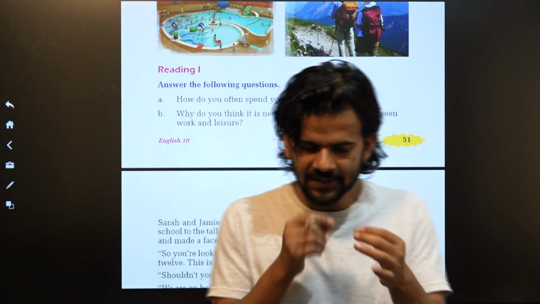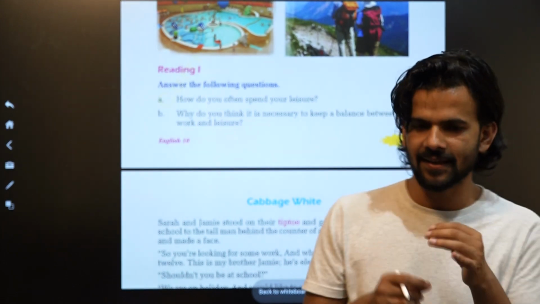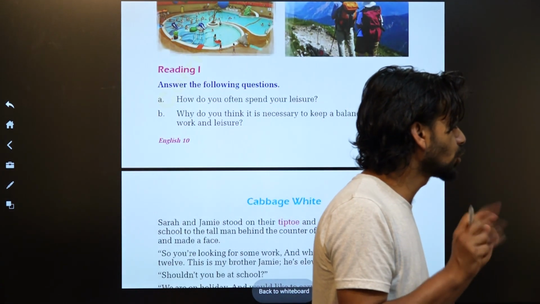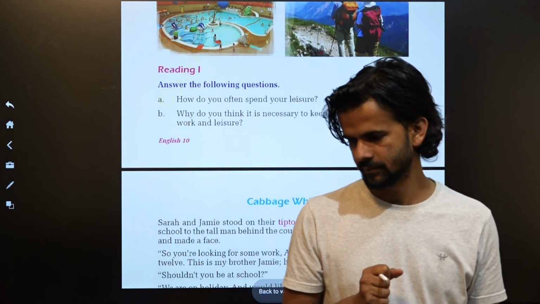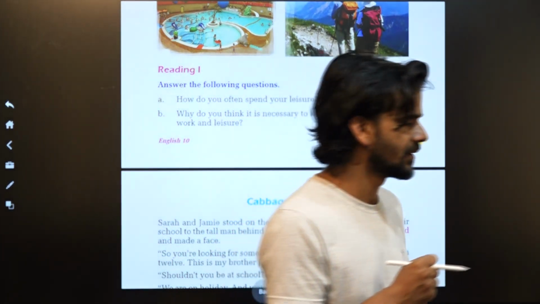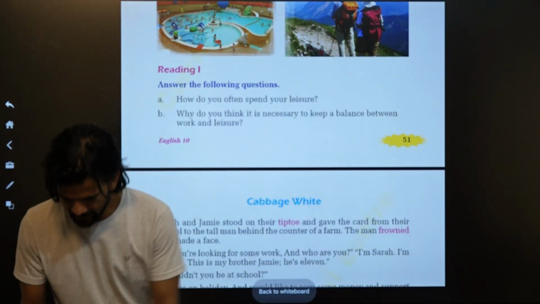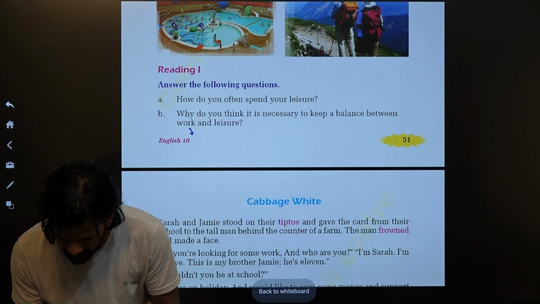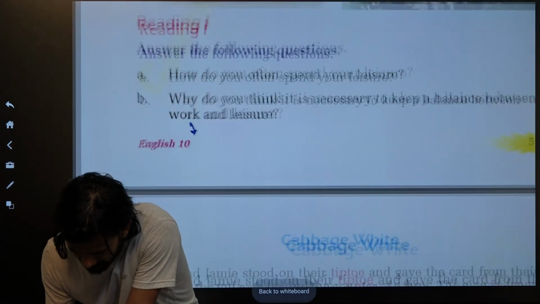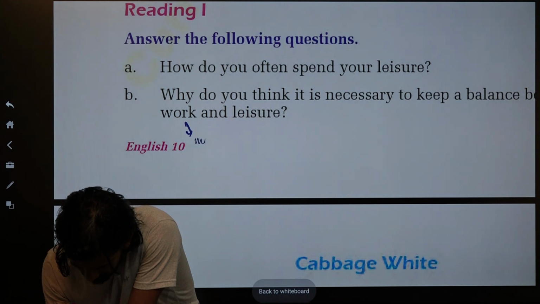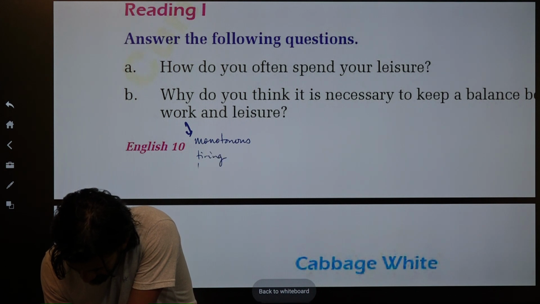Because every day doing the same thing again and again from morning to evening can be monotonous, can be tiring. Listen carefully, try to get these words. So whenever you are doing something for a long period of time, what can happen? Work can be monotonous. It can be tiring. It can be boring.